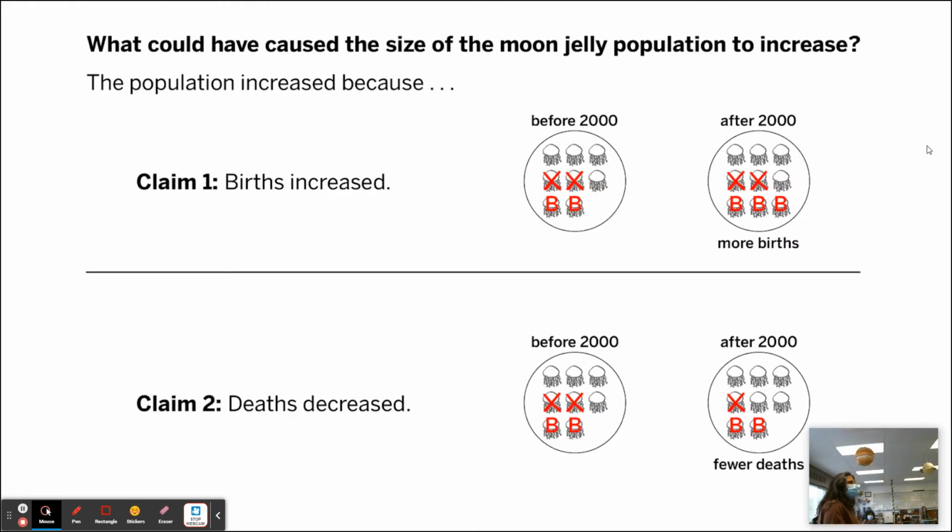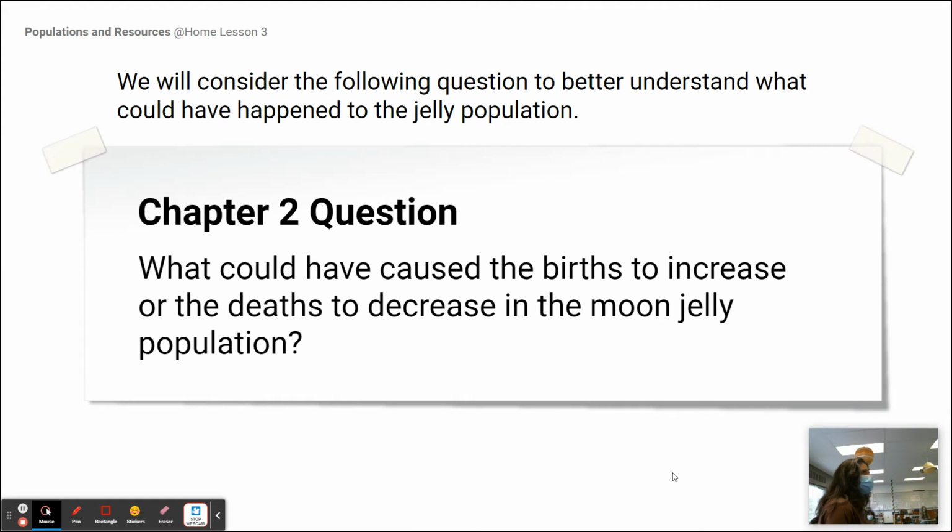So we just talked about this. The size of the moon jelly population went up. That could have been because the births went up. So we had 2 before 2000. After 2000, we had 3. Now, of course, these are just scaled down numbers. There are hundreds and thousands of jellies at Glacier Sea. There are not just 6 jellies. Or the deaths went down. So we had 2. Now we have 1.